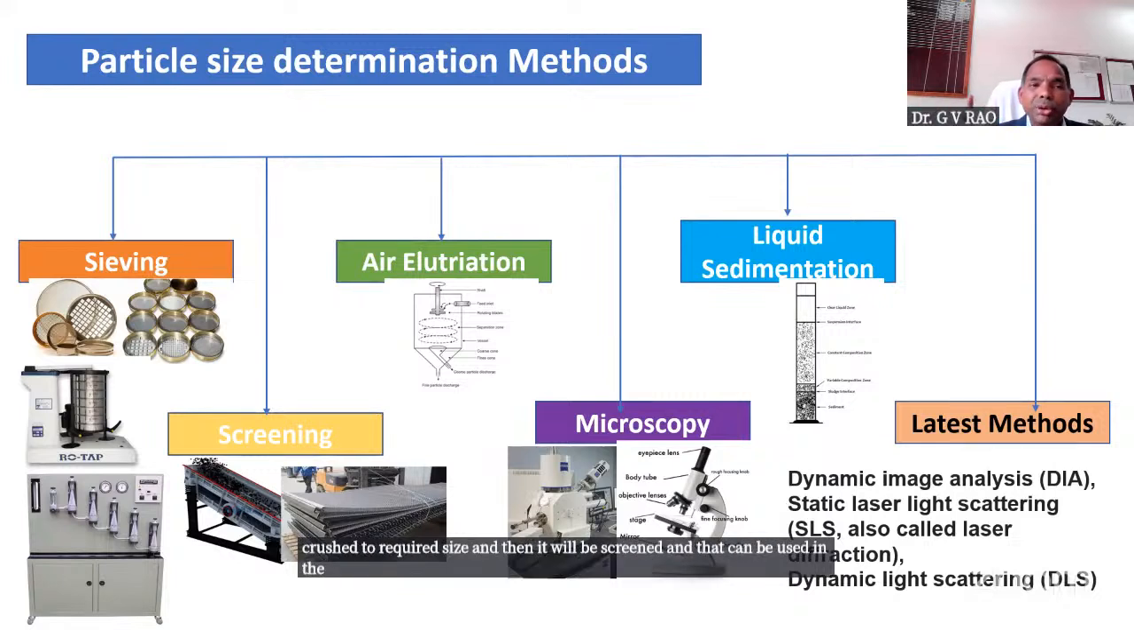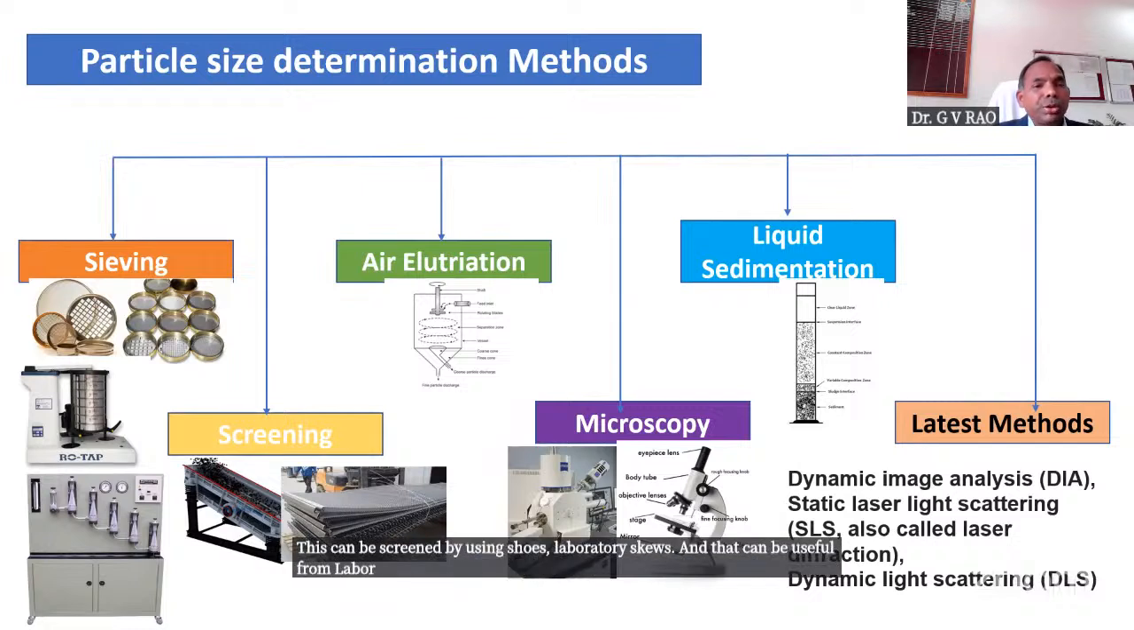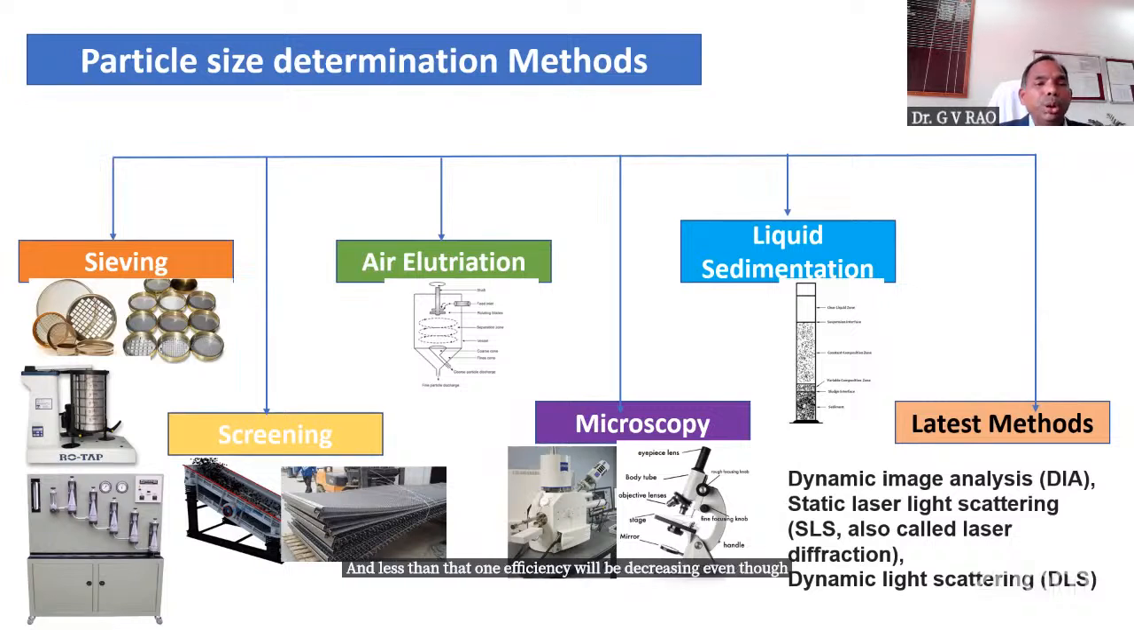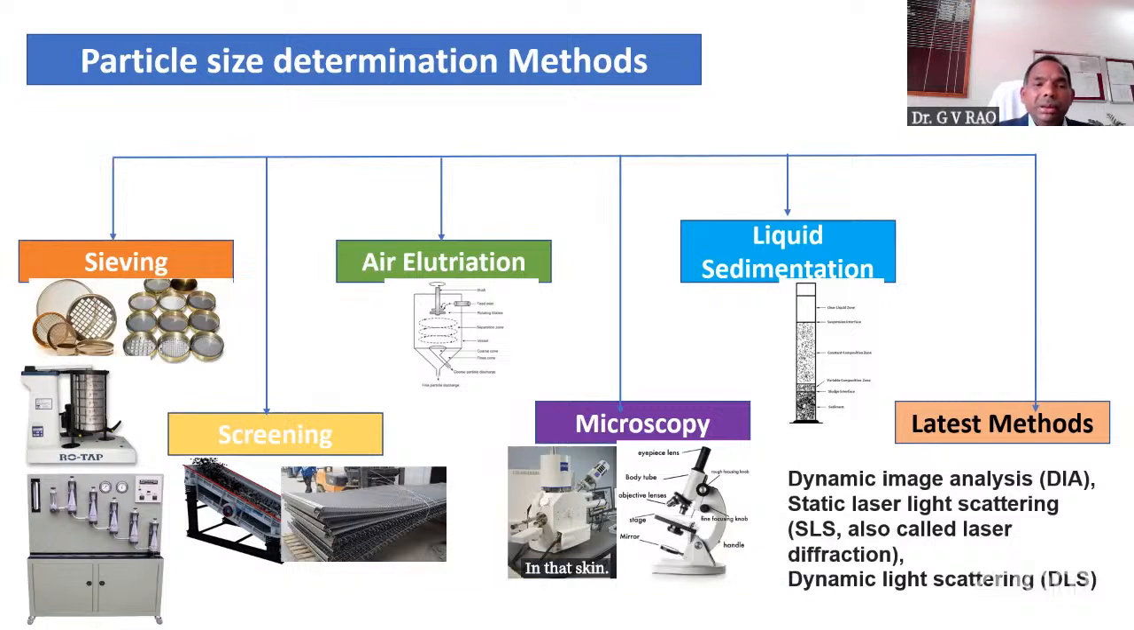If you come to the laboratory scale, any type of powder can be screened by using laboratory sieves. Laboratory screens can be used from 40 mm to 500 microns, and less than that, efficiency will decrease. Even though we can use up to 200 mesh, that is nothing but 75 microns, that is dry screening. If you want a perfect result, it should be wet screening.